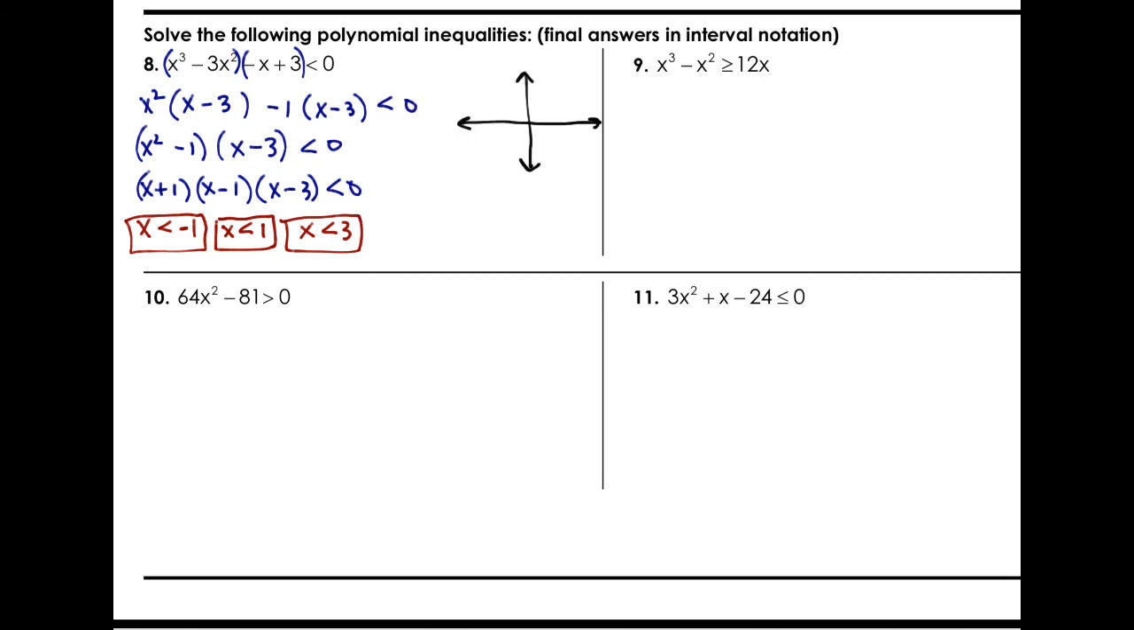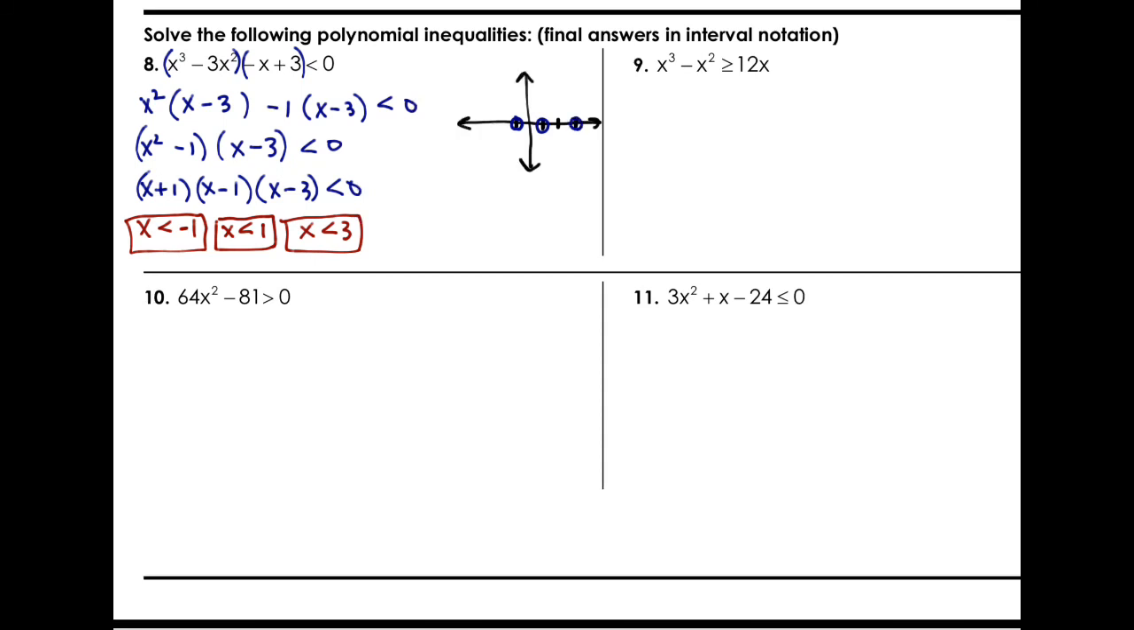We got a point at -1, and then we have a point at 1, and then a point at 3. So let's put our point at -1. That's going to be an open circle, since that is less than, not or equal to. So there's another point there, and another point there.